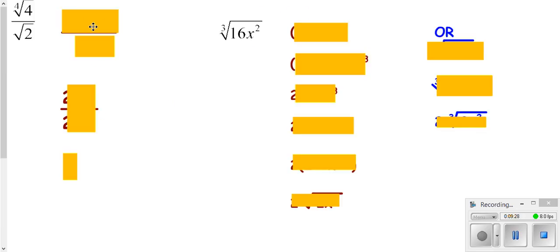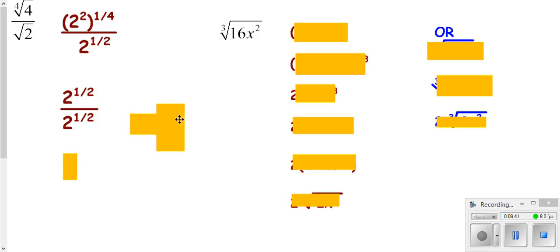Here, simplifying this, it's really a 2 squared, and it's raised to the 1/4 power. Well, you multiply your exponents, and you just get a 1/2. So you get a 2 to the 1/2 over a 2 to the 1/2. Top and bottom are the same, so you just get 1. This one here can be done with fractional exponents, and it would look like this.